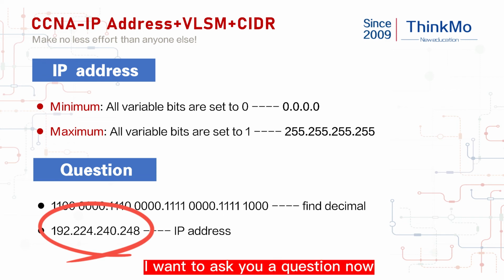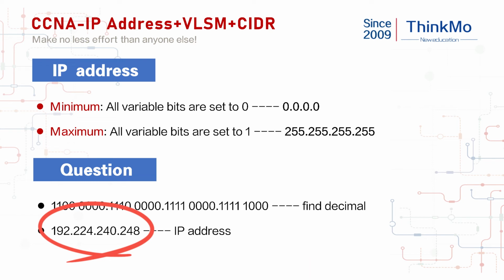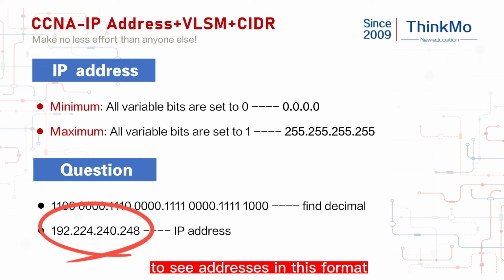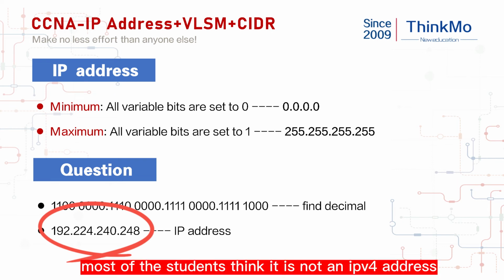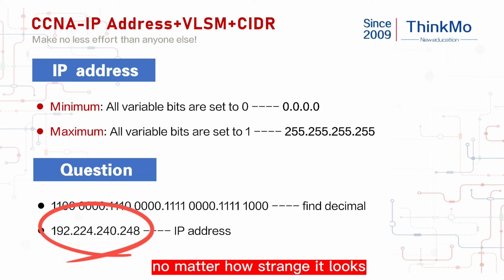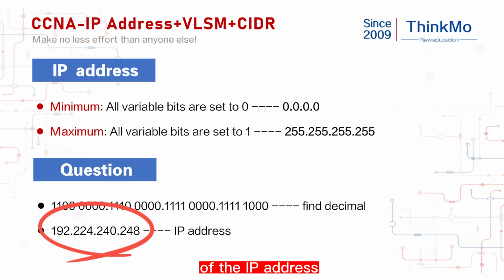I want to ask you a question now. Is this an IPv4 address? Do you think this is a bit strange? I believe that it is difficult for everyone to see addresses in this format. Most of the students think it is not an IPv4 address. For our IP address, no matter how strange it looks, it only needs to conform to the configuration format of the IP address. It is a correct IPv4 address.